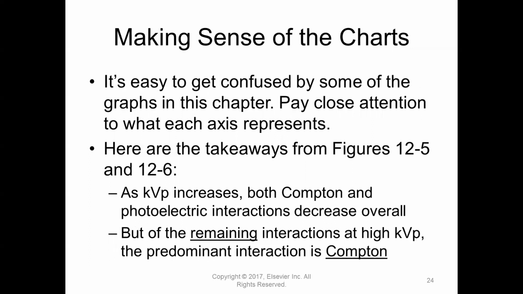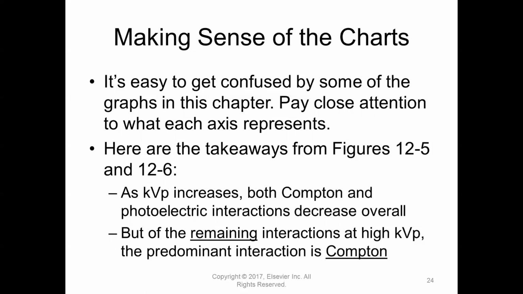We need to start looking over these charts, and it's easy to get confused by some of the graphs in this chapter. You have to look closely at what each axis on the graph represents. Just summarizing, figures 12.5 and 12.6 in your book.